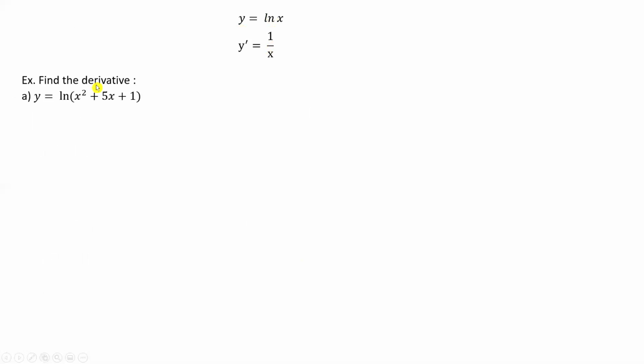Let's try some examples. So y equals ln of x squared plus 5x plus 1. The derivative of the ln of the argument is 1 over the argument. And then what's happening here? We have to keep in mind the chain rule. The chain rule will tell you to take the derivative with respect to the argument, which gives you 1 over the argument. Then we have to multiply by the derivative of the argument. So the derivative of x squared is 2x, derivative of 5x is 5, derivative of 1 is 0.